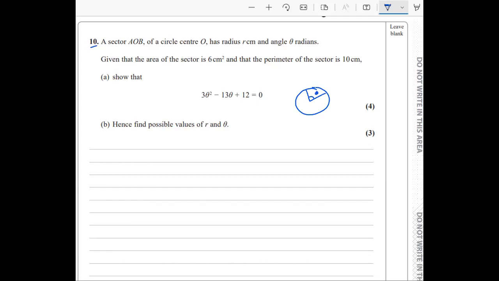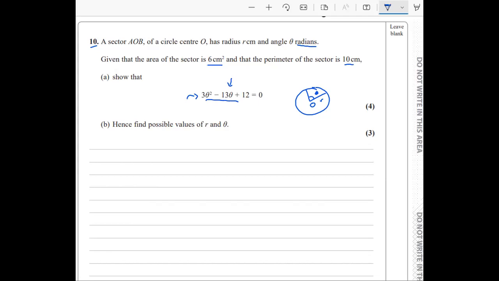A sector AOB of a circle with center O has radius r centimeters and angle theta radians. Okay, so we have been told that the angle is theta radians. This is important. Given that the area of the sector is 6 centimeters square and that the perimeter of the sector is 10 centimeters, show that we have this. Okay, forget about how to get this. Let's use whatever we have been told and see if we can get this or not.